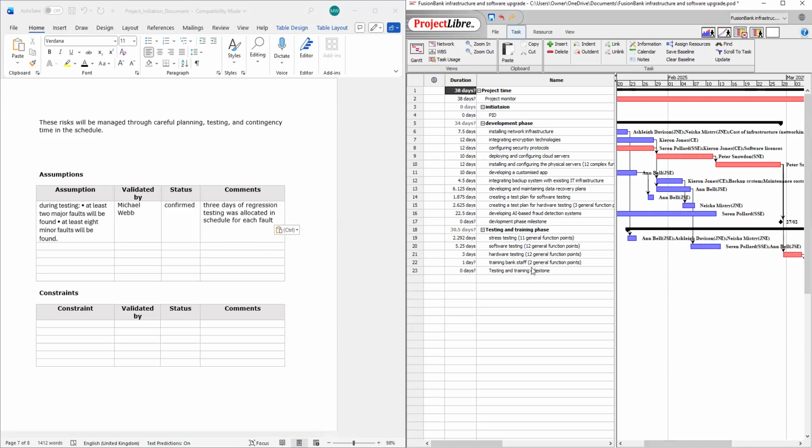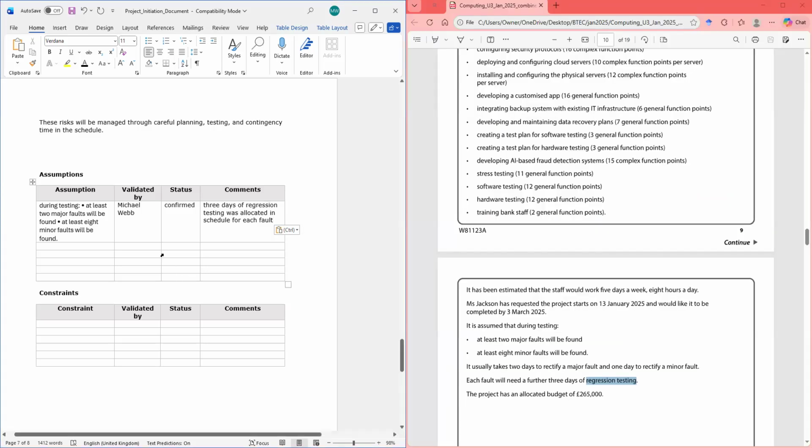Did we not do regression testing? So we have to look back at this Gantt chart because we need to do some regression testing. So we'll do that in a moment. All right. So regression testing was scheduled. 3 days of regression testing was allocated in the schedule for each fault. And it's confirmed. All right. What else can we look at for assumption?